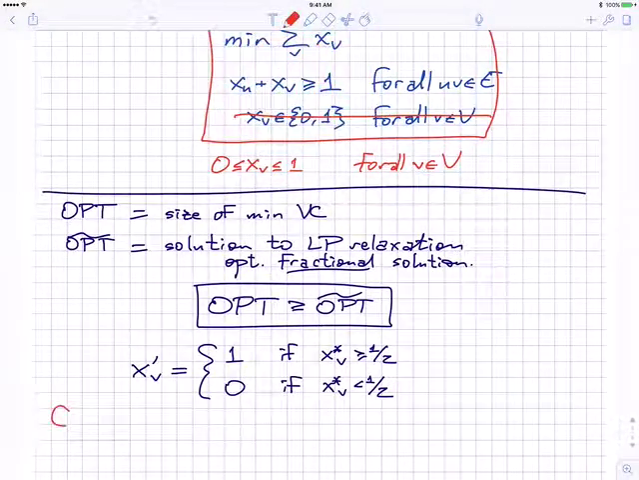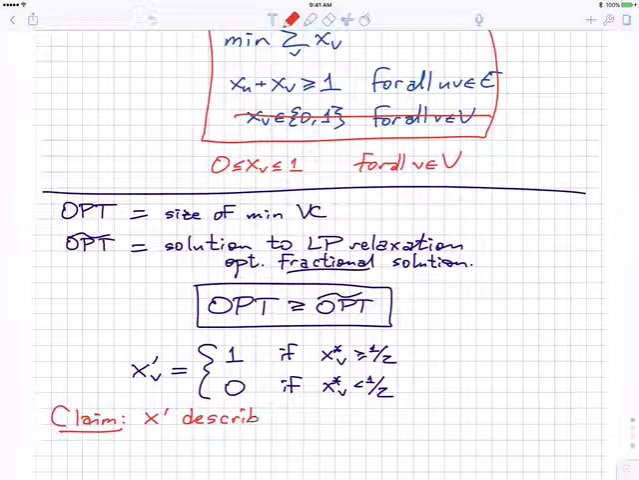So, all right, now there are 2 claims. X prime describes a vertex cover. Why's that? Now, x prime is a bunch of zeros and ones. And what that means is if I take the set of vertices whose x prime variables are equal to 1, that set of vertices covers every edge. So you never round both ends down, because then they would both be less than 1.